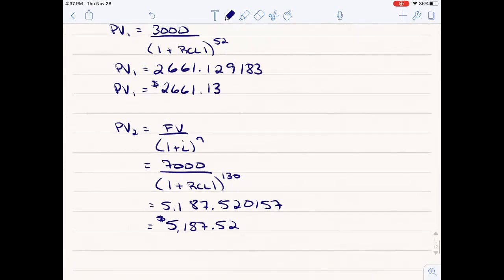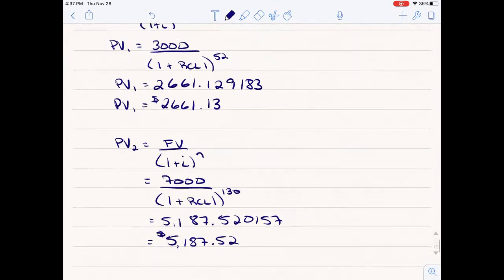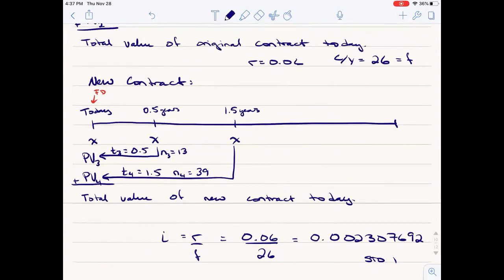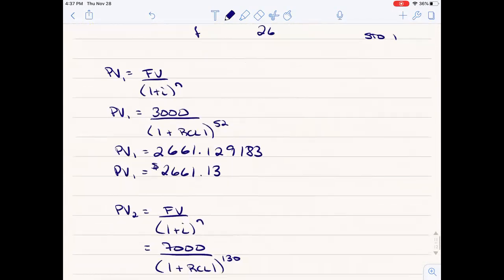So now I know the value of the original contract. I'm going to go ahead and find PV 3 and 4 as well, right before I do any kind of solving here. These are just going to be x's that are pulled back, right? And so we're going to have something in terms of x, but that's okay.